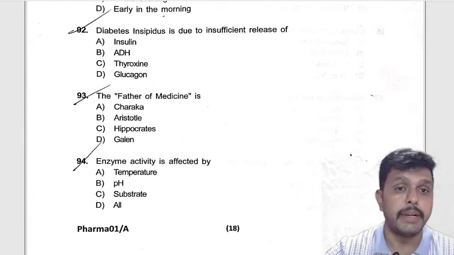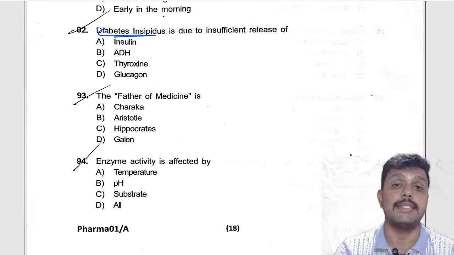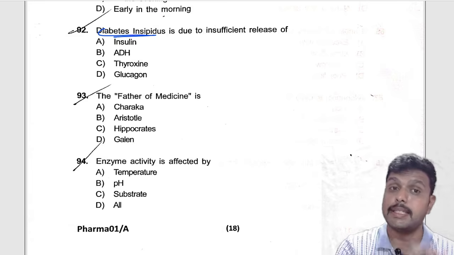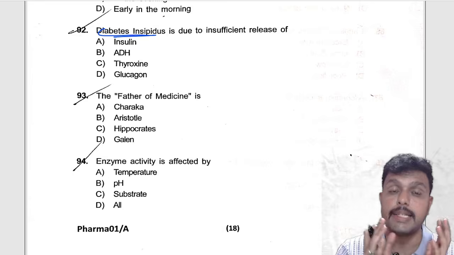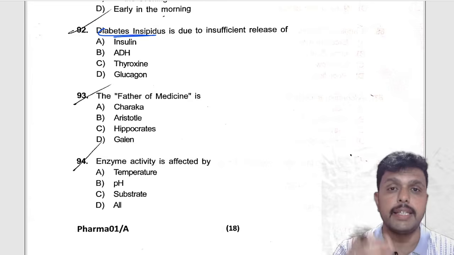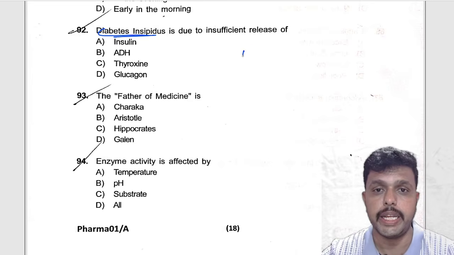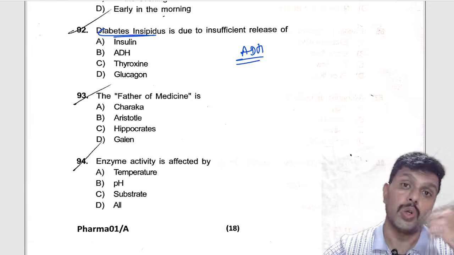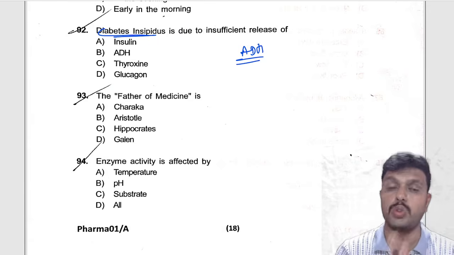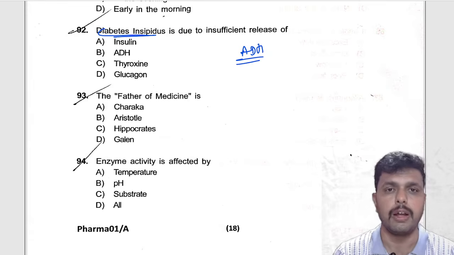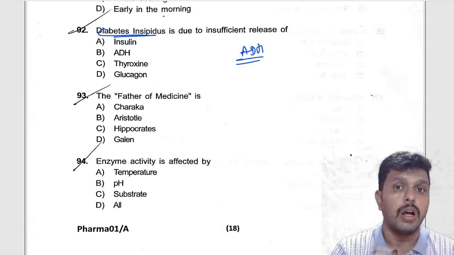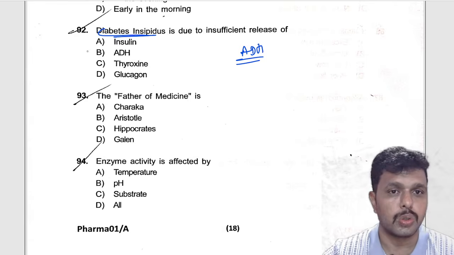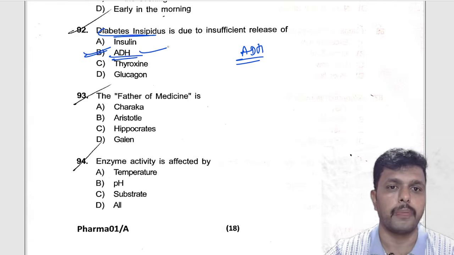Next, diabetes insipidus. Most candidates get confused between diabetes insipidus and diabetes mellitus. Diabetes insipidus means a decrease in antidiuretic hormone, ADH. And diabetes mellitus is due to the insulin hormone, which controls sugar level. Antidiuretic hormone controls our urine formation. So it is due to antidiuretic hormone.